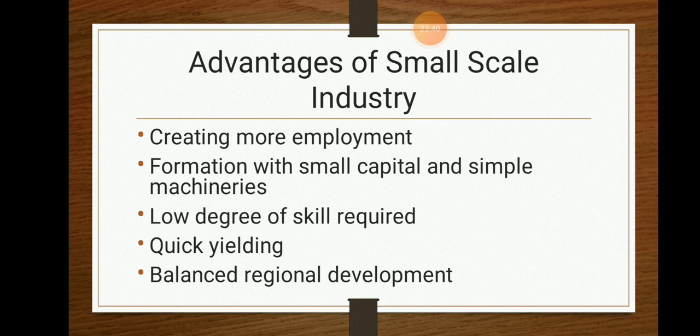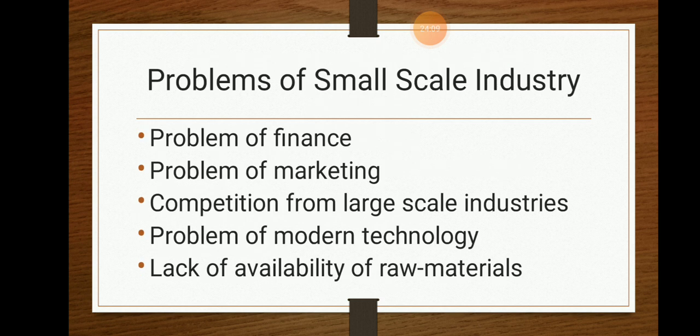And the last one is balanced regional development. How was there balanced regional development? First, because of low investment. Second, because of the labor force. And because the setting up of the industry was much easier. So because of this, regional development happened along with the development happening in the urban cities. So there was balanced development even in the urban cities and even in the rural areas because of this small scale industry.